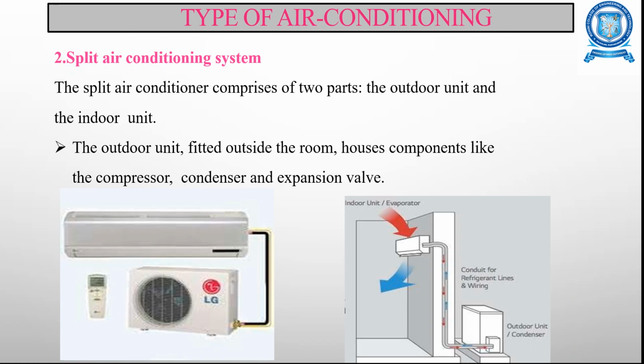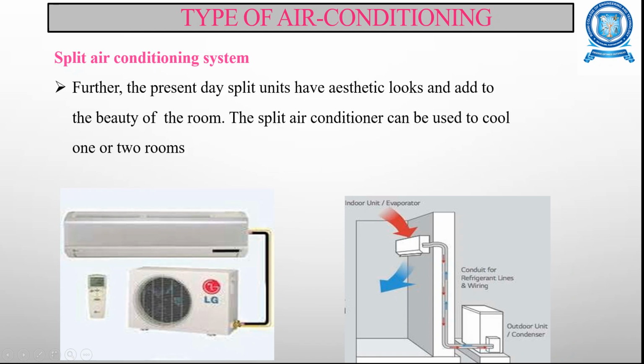The next type is the split air conditioning system. Basically, this split air conditioning system consists of two parts: the indoor unit and the outdoor unit. The outdoor unit is fitted outside the room and houses components like the compressor, condenser, and expansion valve. Further, present day split units have aesthetic looks and add to the beauty of the room. This can be used to cool one or two rooms.